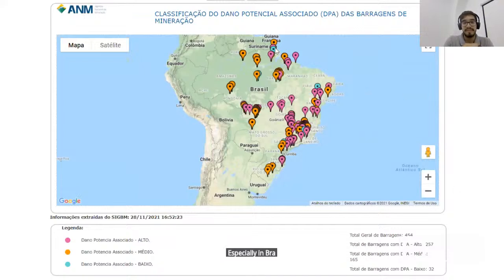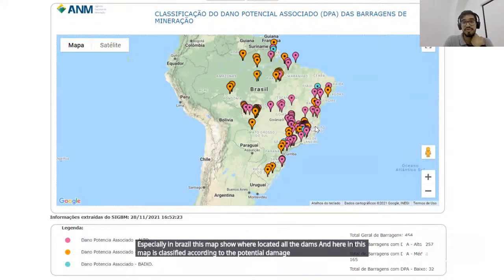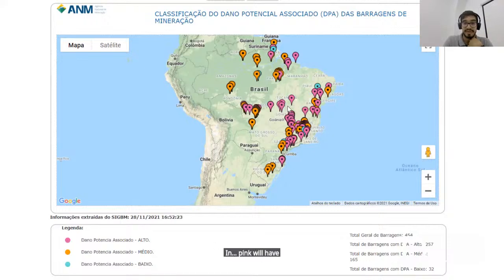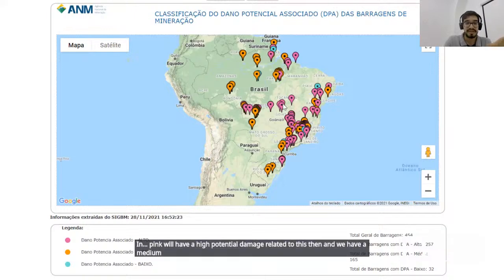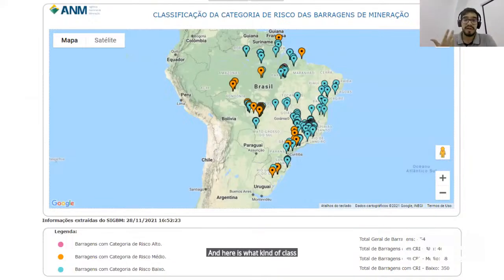Especially in Brazil, this map shows where all the dams are located, and here this map is classified according to the potential damage related to dam break. In pink, we have a high potential damage related to this dam, and we have a medium damage and a low damage in blue. And here is another kind of classification related to the security of the dams. And we have in pink, we don't see a lot here, but it's hidden in this part, a high risk of rupture of the dam.